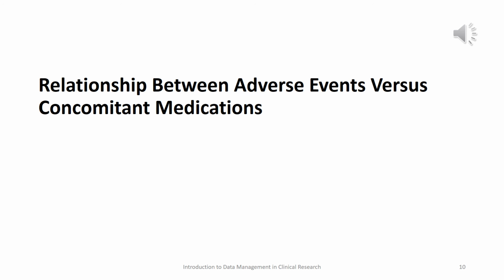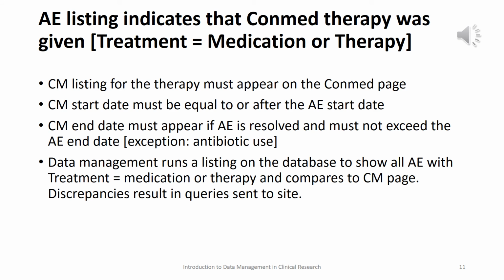So next, we're going to talk about the relationship between adverse events versus concomitant medications. As we talk about an adverse event listing, we see that an adverse event listing indicates that a ConMed therapy was given. In other words, the treatment column in our log page is equal to medication or some other type of therapy. If that's the case, then our ConMed listing for the therapy must appear on the ConMed page.